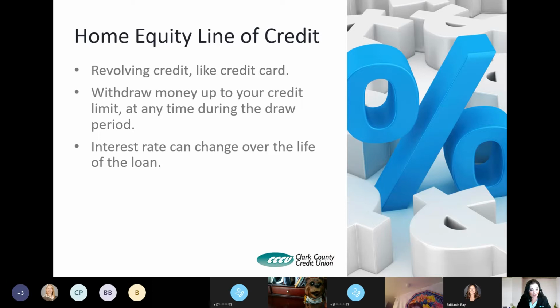I don't want you to get nervous when you hear variable rate. We're not going to ask for a balloon payment at the end of your draw period, nothing like that. As long as you make at least your minimum payments, you will be paid off in 15 years. You can also pay extra and pay off early. There's no prepayment penalty. Any questions about the line of credit?